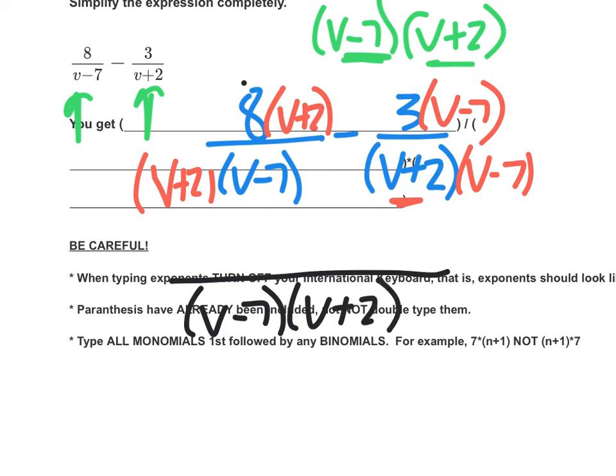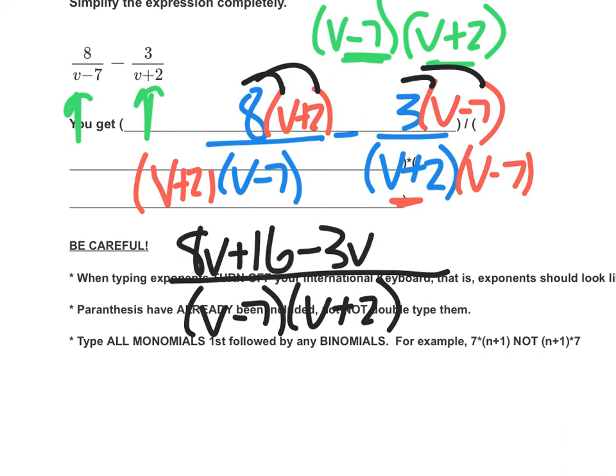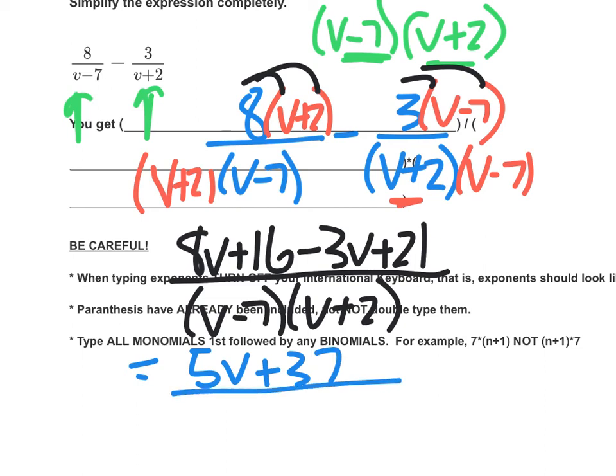And then here I do have to go and distribute the 8. And here be careful, this is a negative 3, distribute the negative 3. 8 times v is 8v, 8 times 2 is 16. Negative 3 times v is negative 3v. Negative 3 times negative 7 is plus 21. Now, just adding our like terms together at the top, we're going to have 8v minus 3v is 5v. A 16 and 21 is going to give us 37. And then that is going to be over our v minus 7 and our v plus 2.